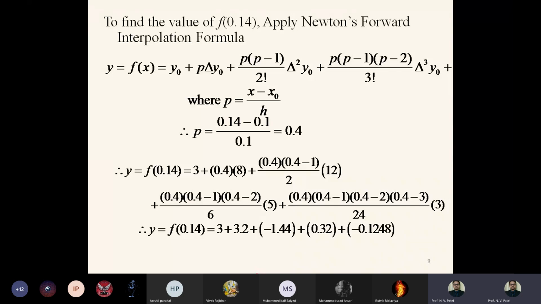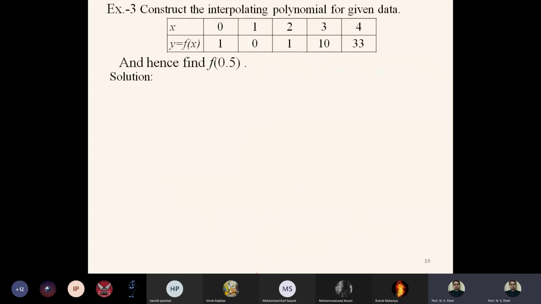Now using a calculator, you can simplify that answer. So here f of 0.14, whenever our x value is 0.14, the corresponding y value is 4.9552. You can verify at home also by simplifying this addition and multiplication, and the logic is simple. So that is f of 0.14 using our Newton's forward interpolation.